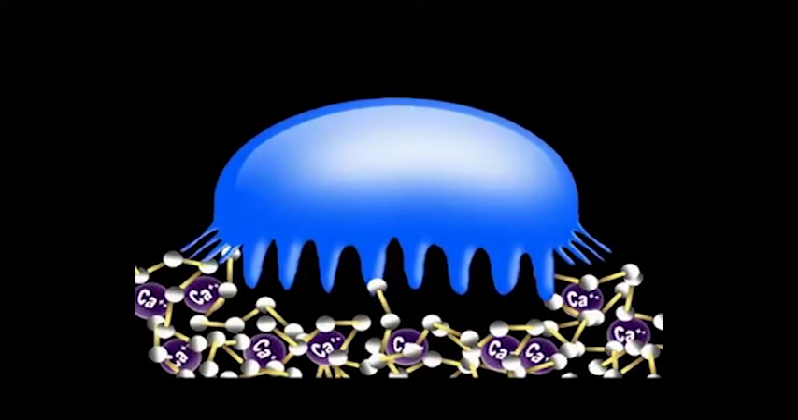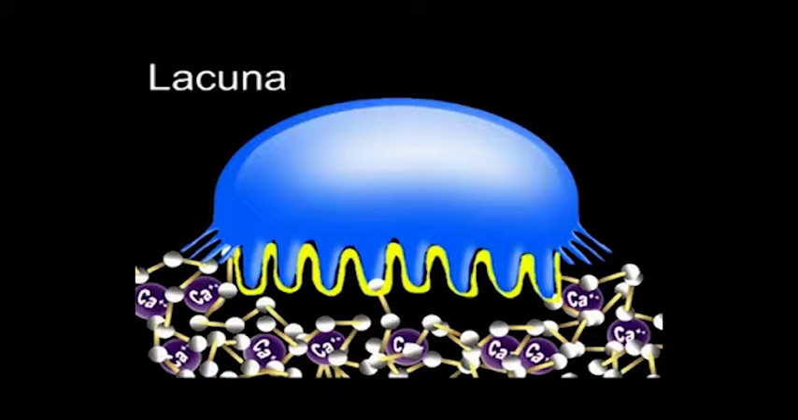Osteoclasts attach to the bone using integrins that bind to vitronectin found on the surface of the bone matrix. This attachment creates a lacuna between the ruffled border of the osteoclast and the surface of the bone.